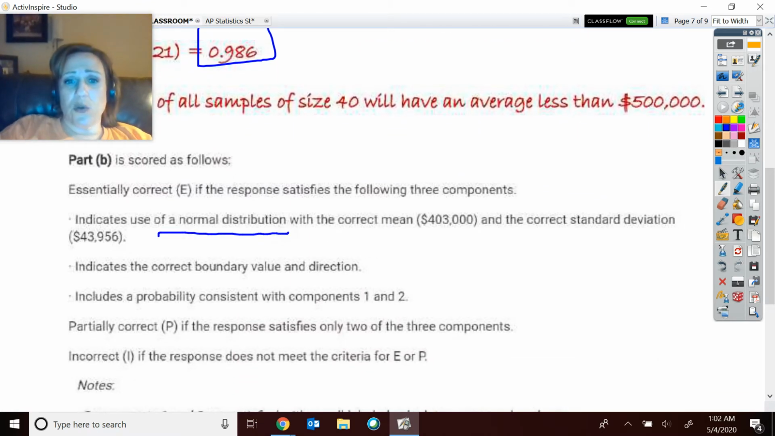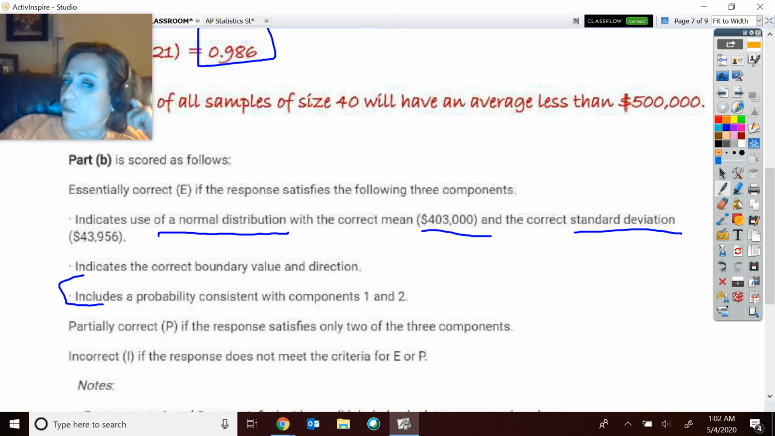Indicates that you can use the normal, has the correct mean and the correct standard deviation. Indicates that correct boundary of that 500,000 or less, and includes that probability correct based on the numbers you used.